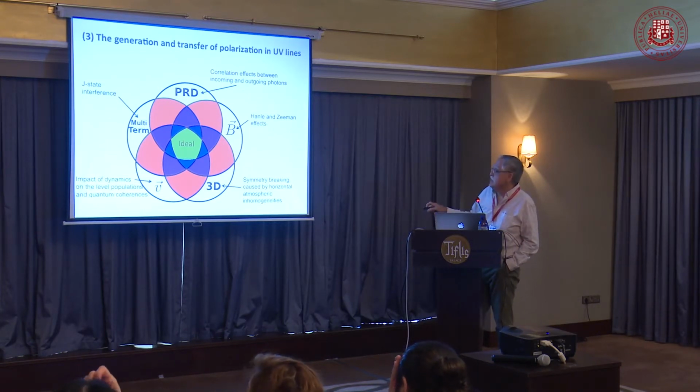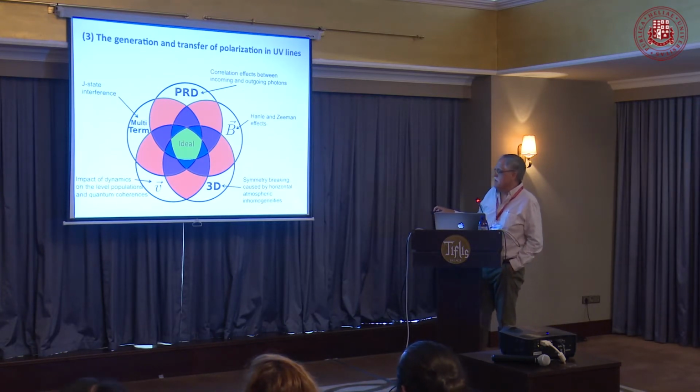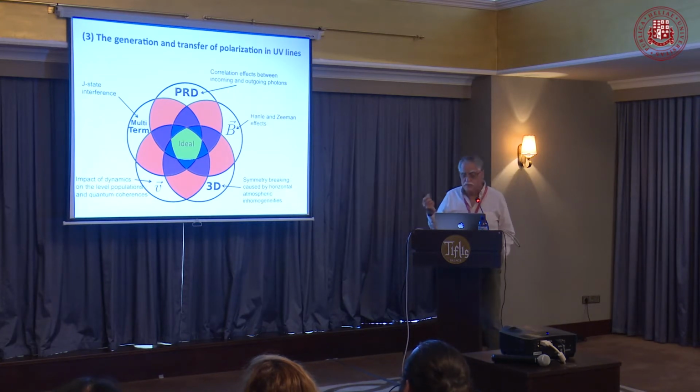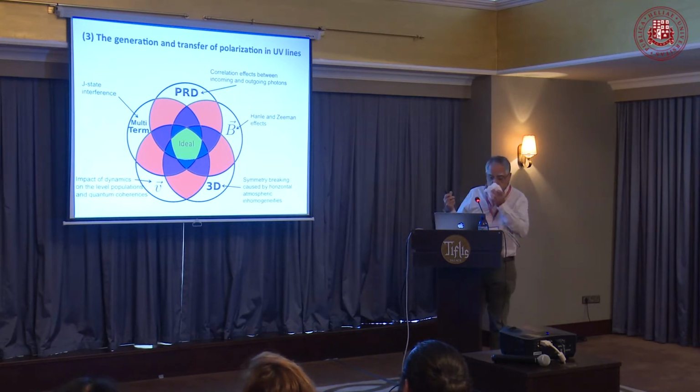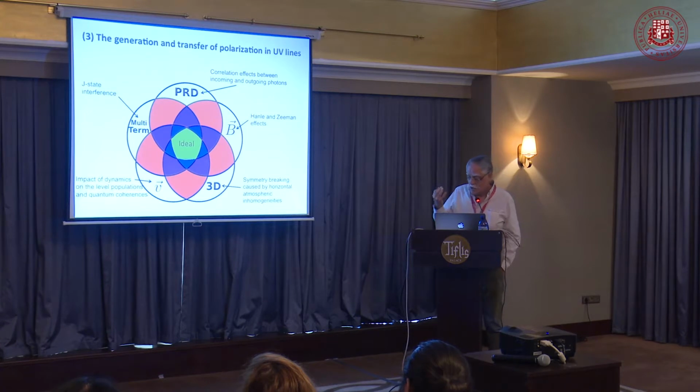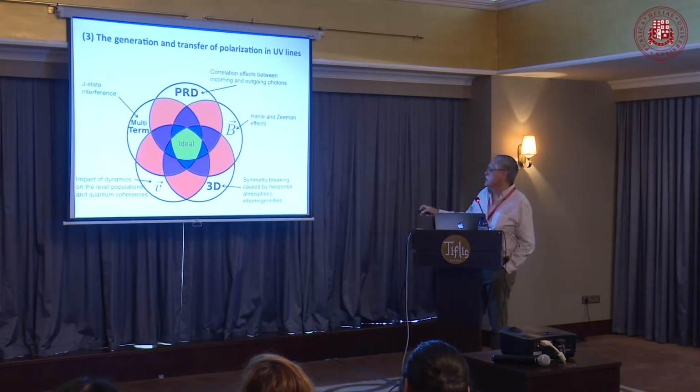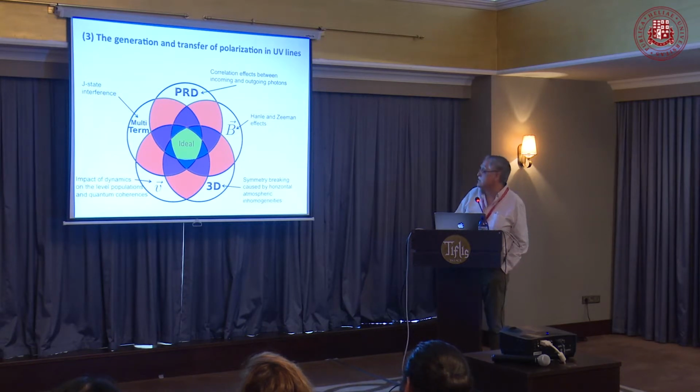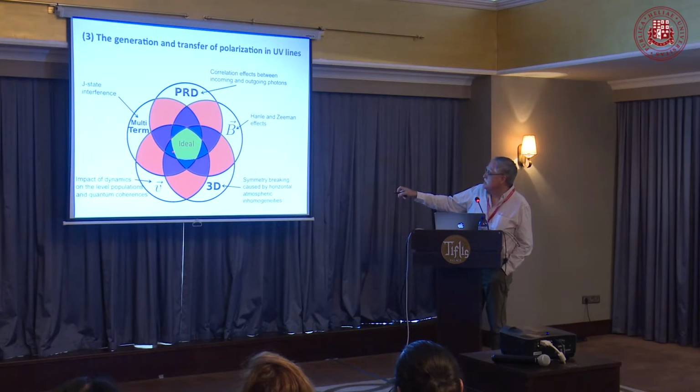And we have also to take into account the impact of the Doppler shifts associated with the mass motions of the plasma, the impact of this dynamical state of the plasma on the atomic level populations and quantum coherences between them. And of course, we have to aim at taking into account the symmetry breaking produced because of the horizontal inhomogeneities of the model. The ideal thing is to solve the problem taking into account all these physical mechanisms.